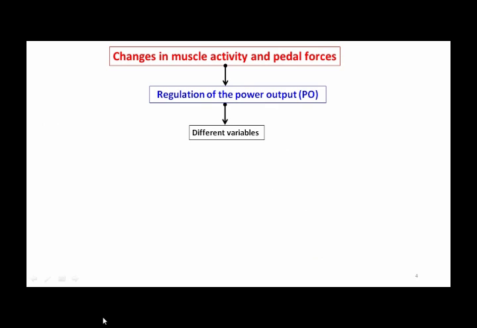The change in muscle activity and pedal forces is due to the regulation of the power output when the cyclist makes an effort, and the different variables are well known about that. For example, intensity of the effort is very important. Everybody knows that. Pedaling cadence is very important. But there are also other important parameters.